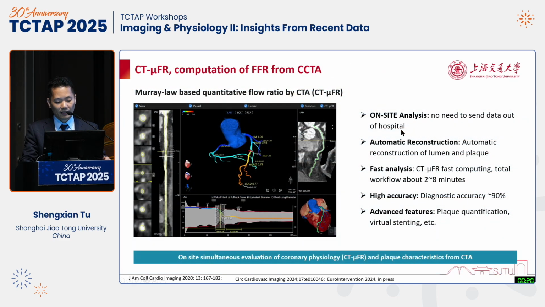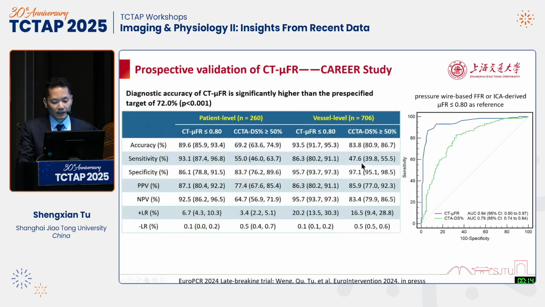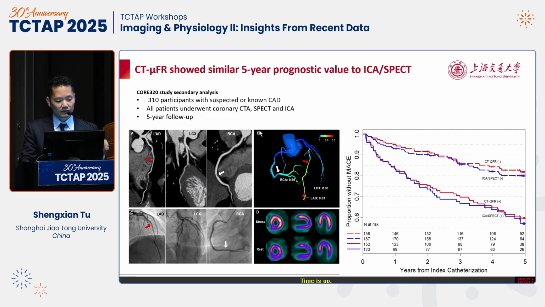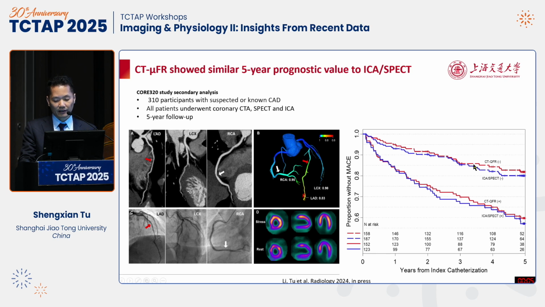The similar technology has been extended to CT. Now it can be analyzed on-site automatically with the CT mu-FFR. And we demonstrated that using it on-site in the hospital, if you have good CT acquisition, the accuracy can be comparable to angio-based FFR. And this is another study in collaboration with Johns Hopkins Hospital showing that CT mu-FFR is comparable to invasive FFR in patients with suspected CAD in terms of prognosis.